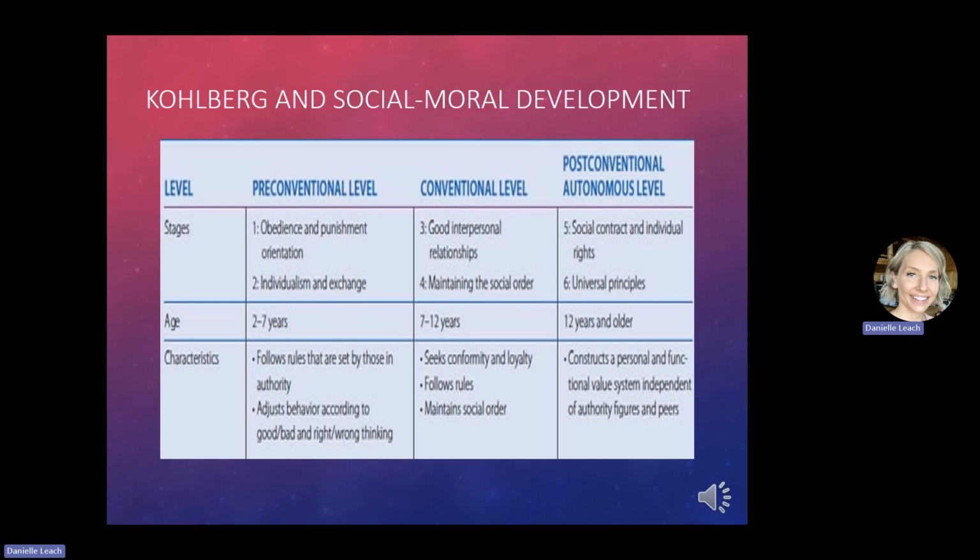From 7 to 12, this is called the conventional level. So this is where the child is seeking conformity and loyalty. They're still following rules, but they may just be sort of going along with their parents' or their friends' morals or ethics. The last stage is the autonomous level, 12 years and older. So this is where a child starts to form their own value system that is independent of their friends and authority figures. So basically, they're sort of coming into their own, and they may have their own morals and ethics that may be different than, say, their parents or their friends.